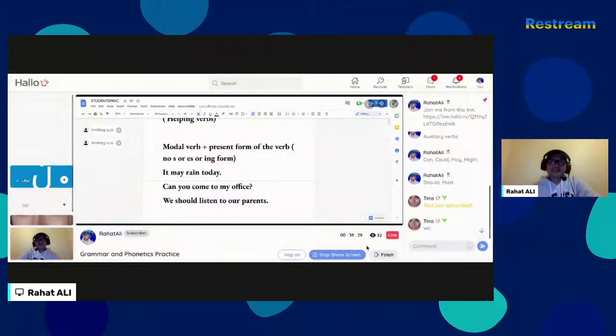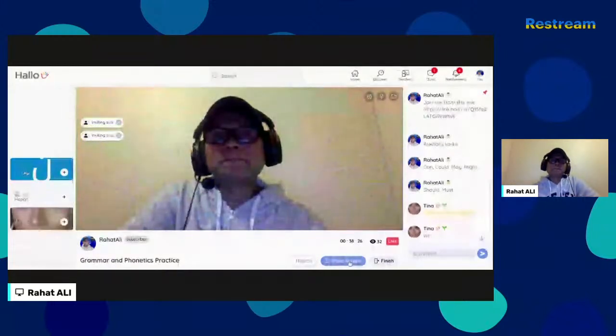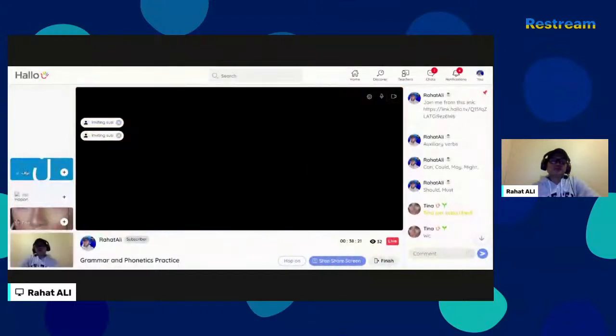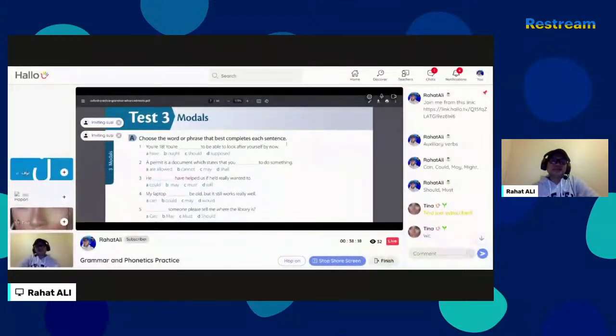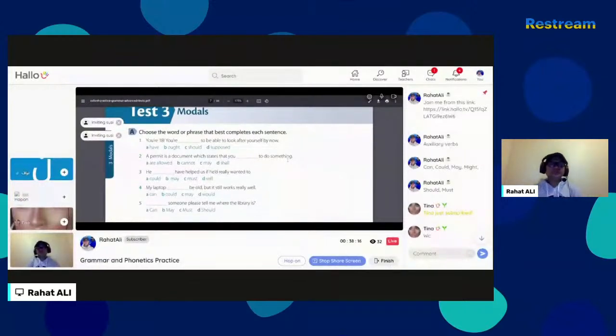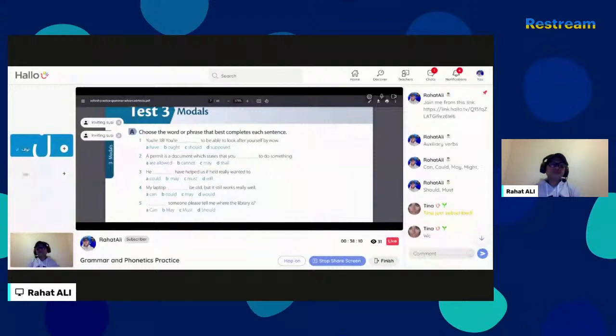So let's do the test. Now it will be easier for you to do the test. Ready, steady, go. Modal verbs. Would you like to read it, please? Number one. Choose the word or phrase that best completes the sentence. You need to read the whole sentence, please. Number one, you are 18. You are dashed to be able to look after yourself by now.